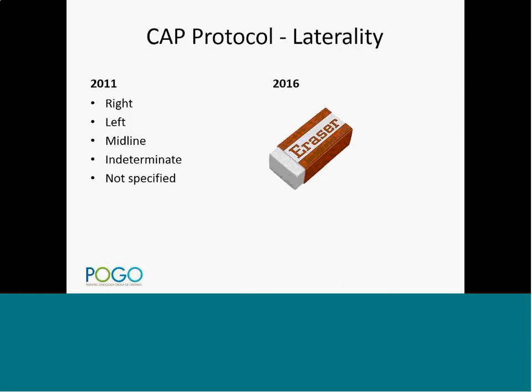Next slide shows laterality. Now in 2011, there was a category for whether this was the right side of the body, the left side, and so on. In 2016, that's been removed. It's been removed because, for documentation purposes, it's important to note whether it's, for example, left femur versus right femur, but in regards to the protocol and its impact on prognosis, treatment, etc., it was thought not necessary. So that's been removed from the 2016 protocol.